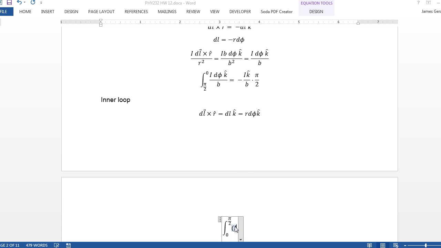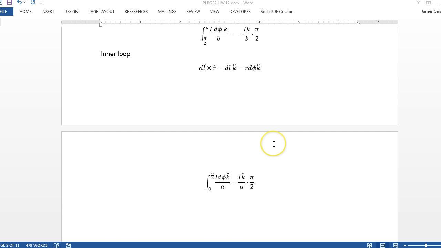We have here I R d phi. Well, R is just A, and the A is going to cancel with the A squared in the bottom, so I d phi K hat over A. And that's just going to end up being I K hat over A times pi over 2. So for the outer loop, we got minus I k hat over B times pi over 2. And for the inner loop, we got plus I k hat over A times pi over 2.